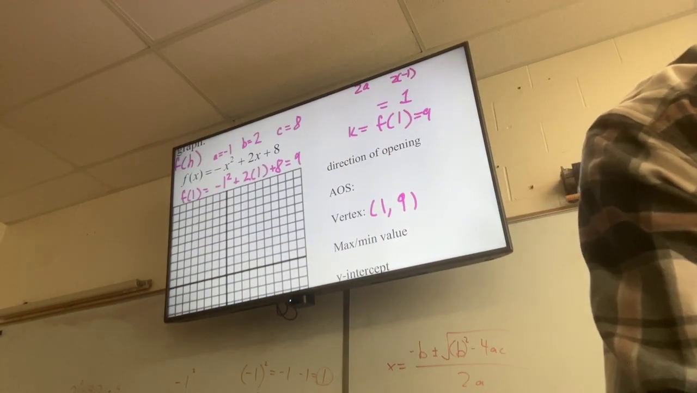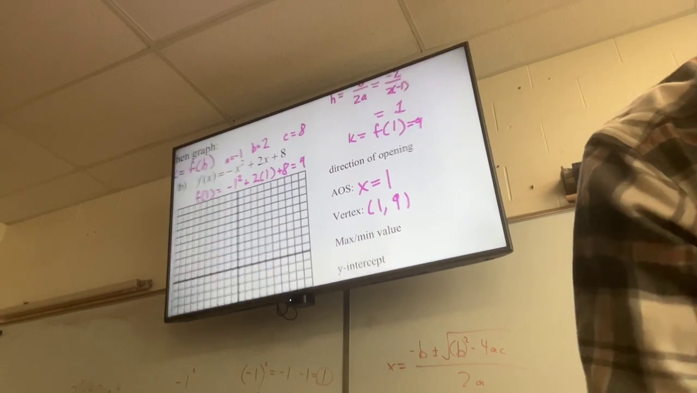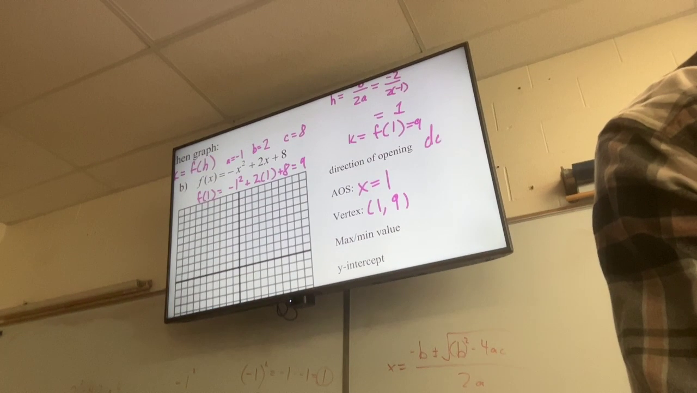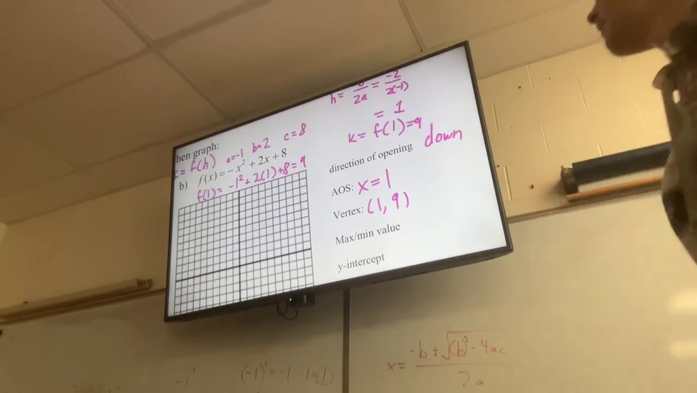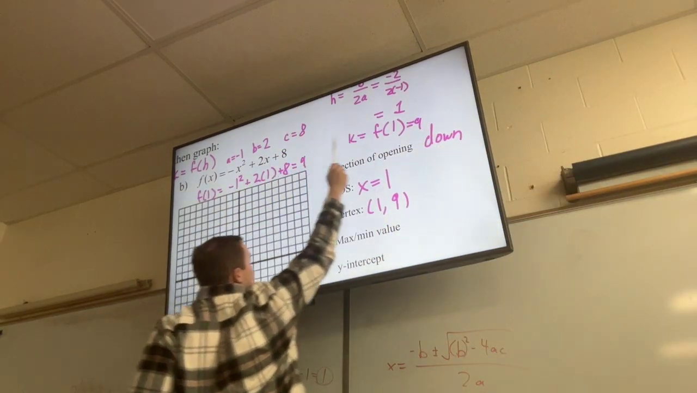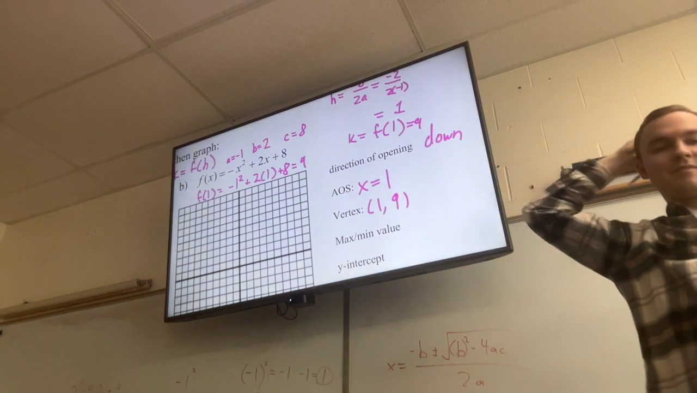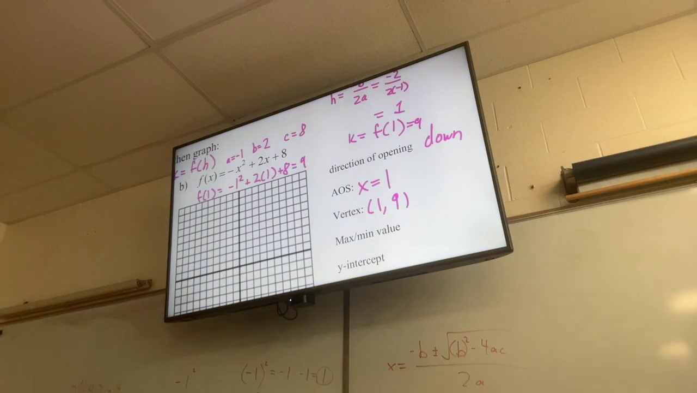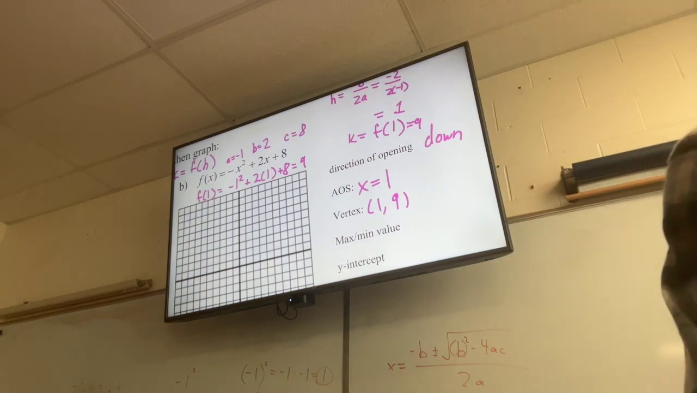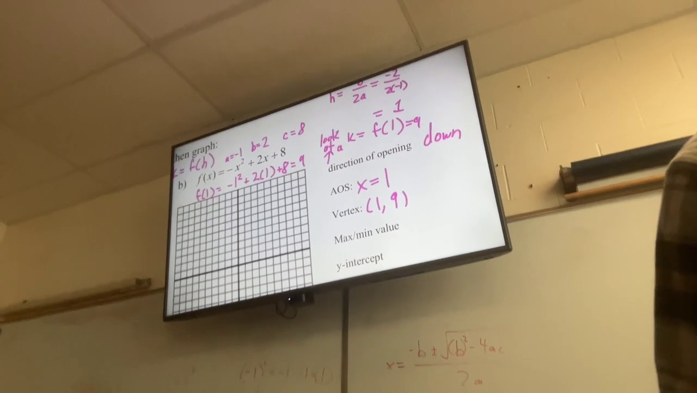So what's my axis of symmetry then? X equals 1. What's my direction of opening and how do I know? A is negative, so I'm going to open down because A is negative. For direction of opening, you look at A, just like we did for vertex form.